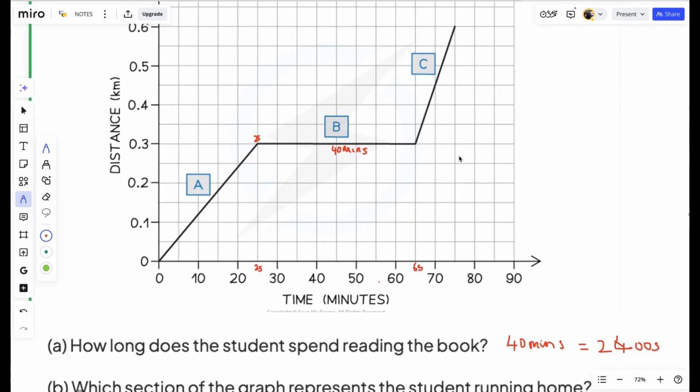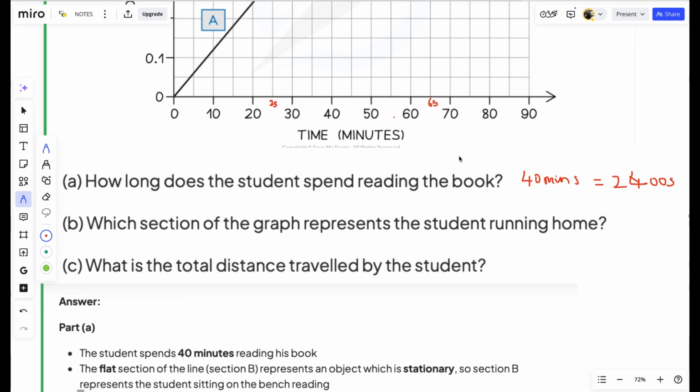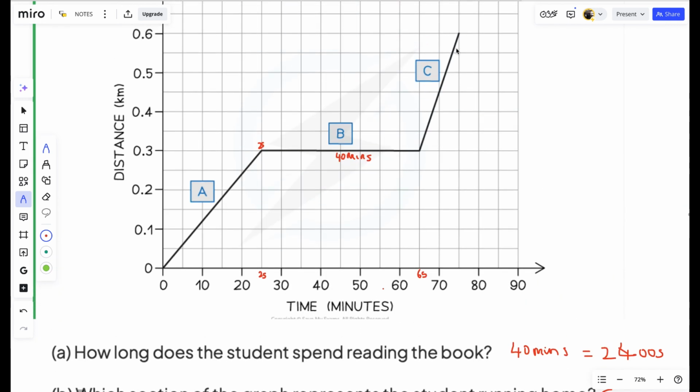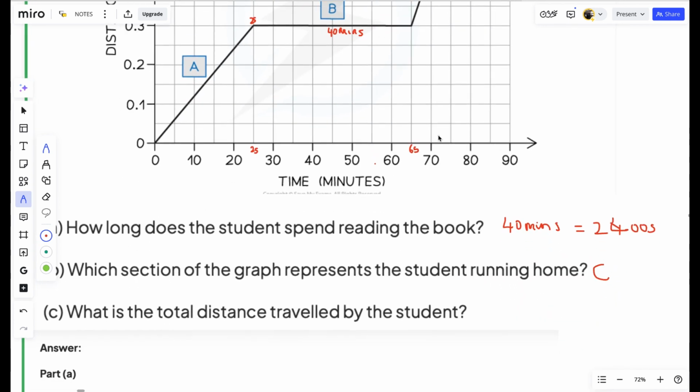So C is the section showing when they were running home, because it's a steeper slope. A steeper slope represents a greater speed. So this one was when they were strolling to the park, so the speed is not so high. C represents a higher speed, which means it could be the speed with which they were running home.